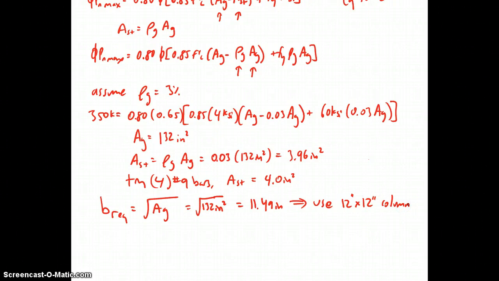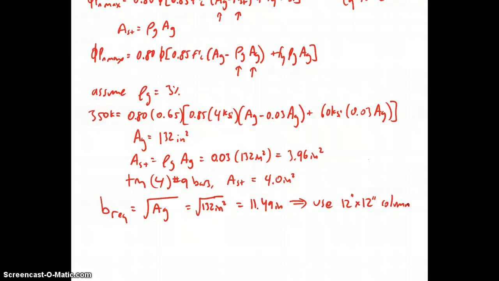Just like in our beam design, we had some leeway, we could round up or round down. Likewise, we have some leeway in our columns. I've rounded up slightly in our area of steel and rounded up again in the dimensions of our concrete. Keep in mind we want to use even inches in our column, so we'll round up to 12.